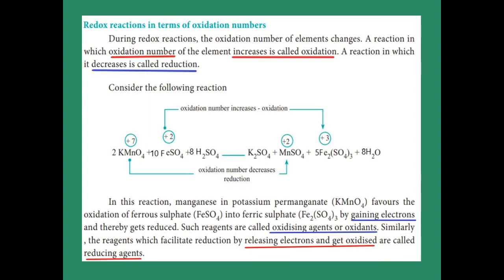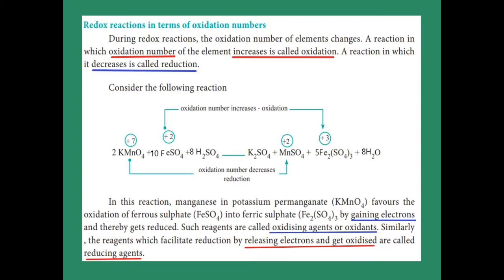Now see the example. Here in KMnO4, the Mn value is +7. On the product side, in MnSO4, the Mn value is +2. +7 to +2, what is happening there? The number decreases. Where the number decreases, that is called reduction. Here the oxidation number goes from +7 to +2, so it undergoes the reduction process. The KMnO4 undergoes reduction.